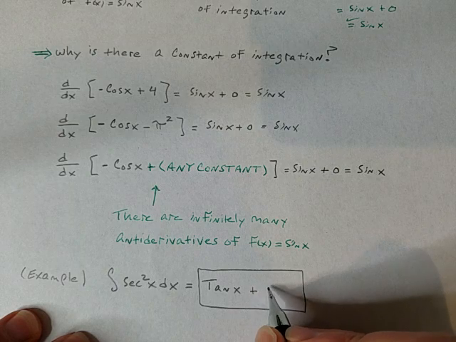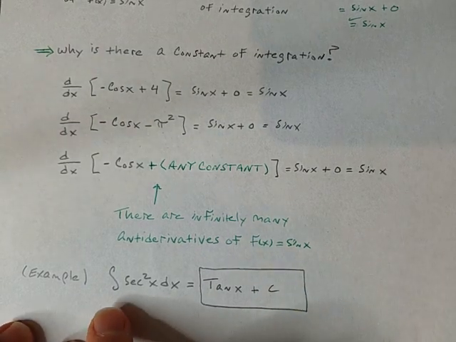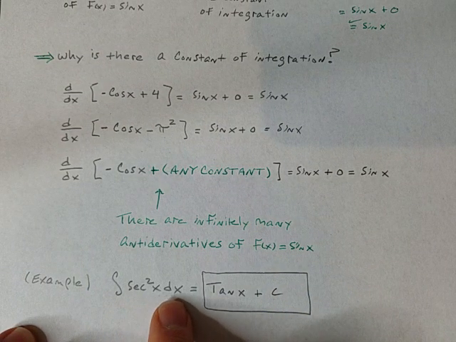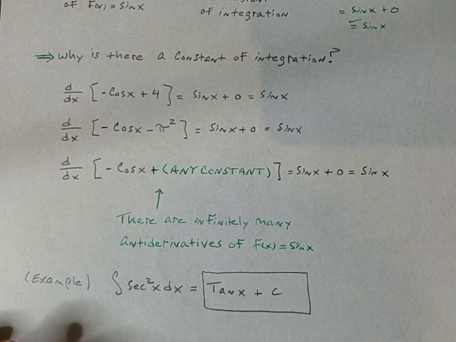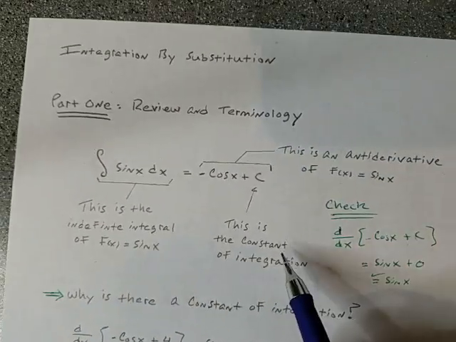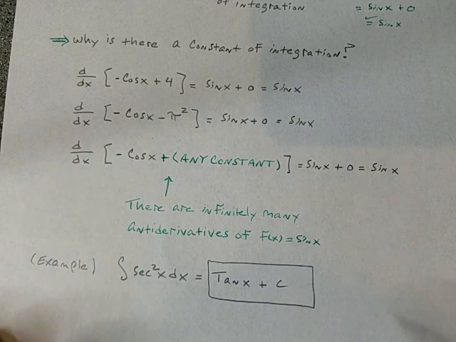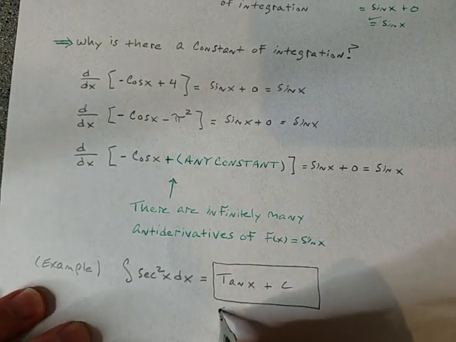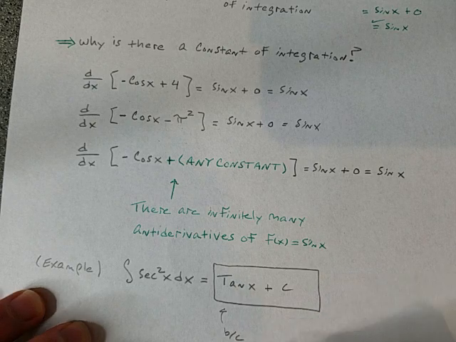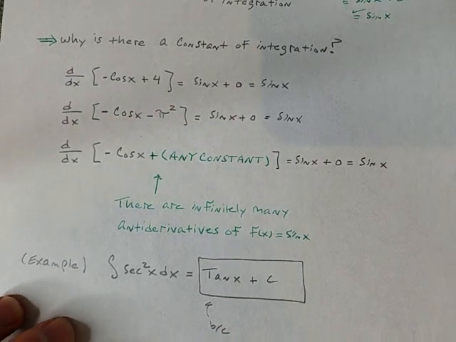So there's my answer. The indefinite integral of secant squared x dx is tangent of x plus c, c being the constant of integration, being a constant. Okay, now why is this my answer? Well, the justification for all these problems is the same.